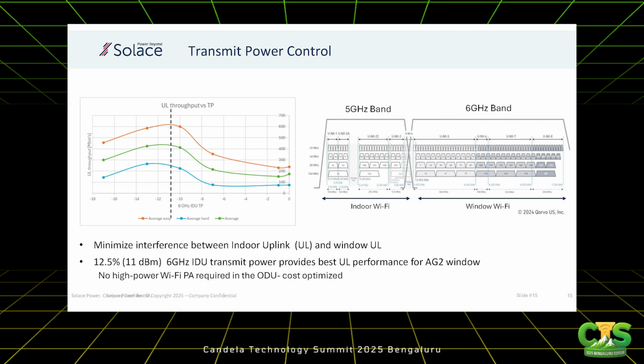So this was pretty interesting that we reached a maximum throughput when we reduced the power to 11 dBm for the window link, right? And I think that's something to note, that for an optimized system, you need to work in the linear region for your LNAs.